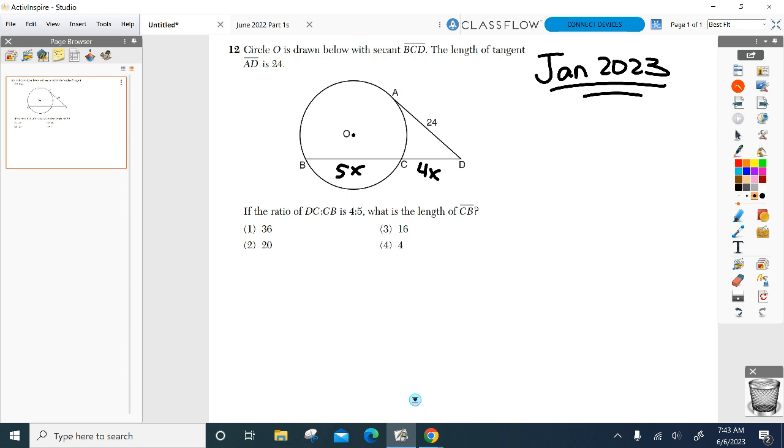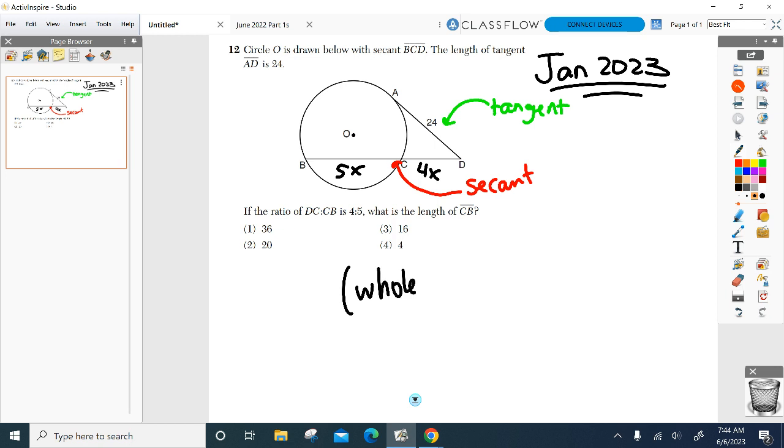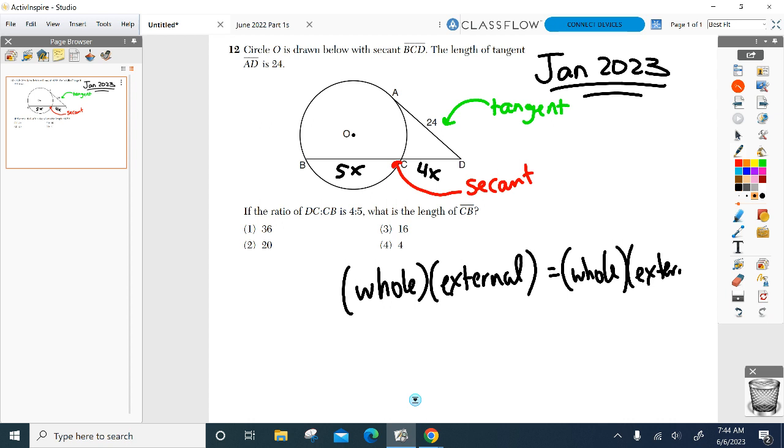Now I have to remember the rule. This is a tangent right here, and this is a secant. The rule for how to find the lengths of tangents and secants, here's the rule. I don't know what the cold hard fact sheet says, but this is what we used in class. Whole times external equals whole times external. That's the rule I'm going to need there for the lengths of tangents and secants.